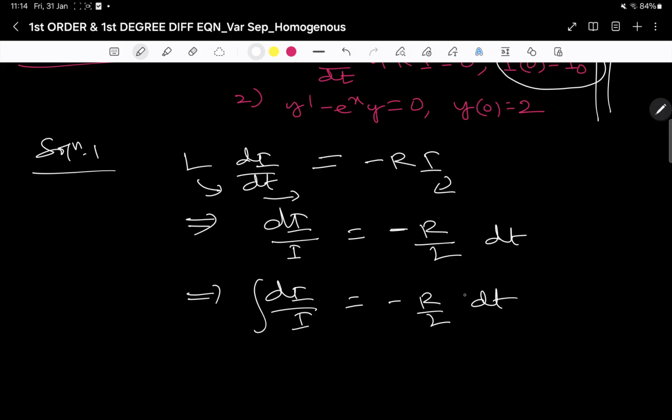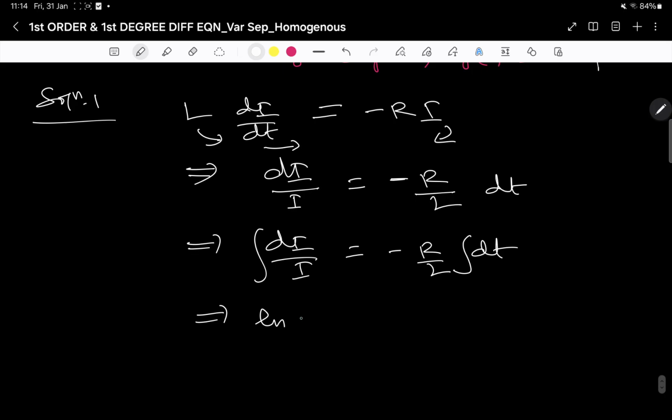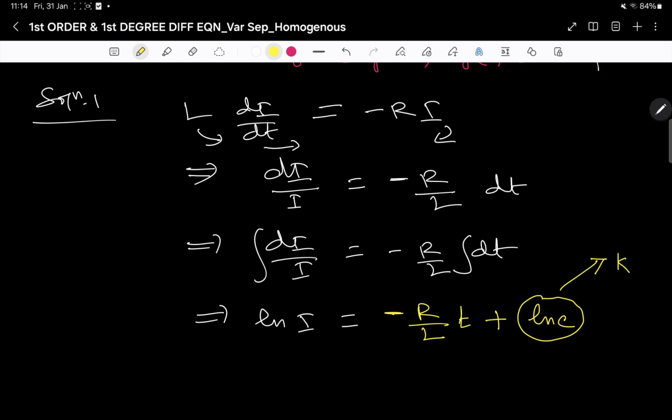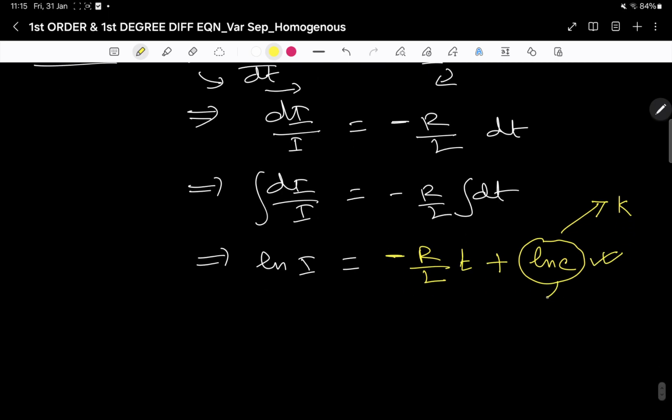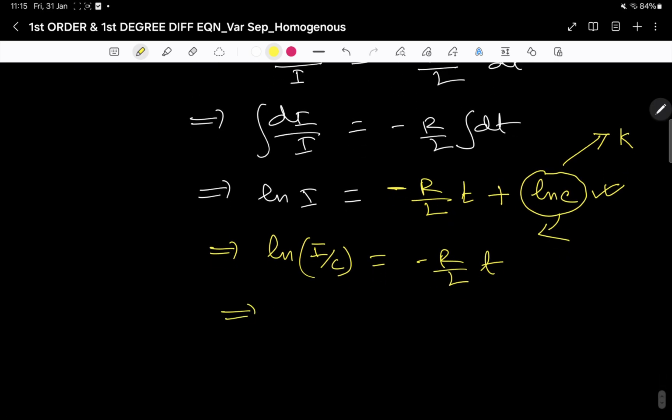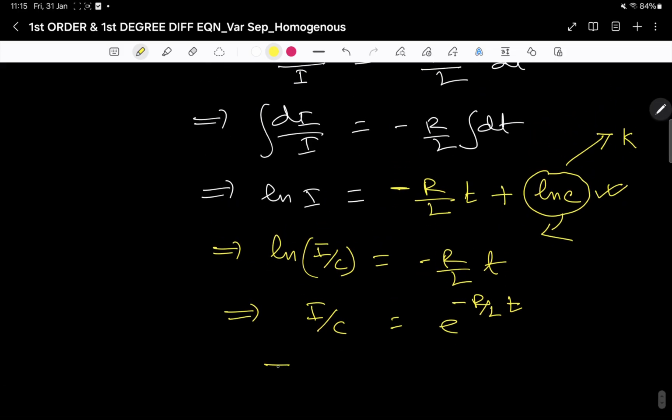Now on integrating, R by L is a constant. Here ln I is equal to minus R by L t, and here for the constant, suppose I write ln C. Instead of ln C, if I write simply k, that is also okay. But I take ln C. So bringing this to this side, ln I by C is minus R by L t. Removing ln, I by C is e to the power minus R by L t. So I is equal to C into e to the power minus R by L t.